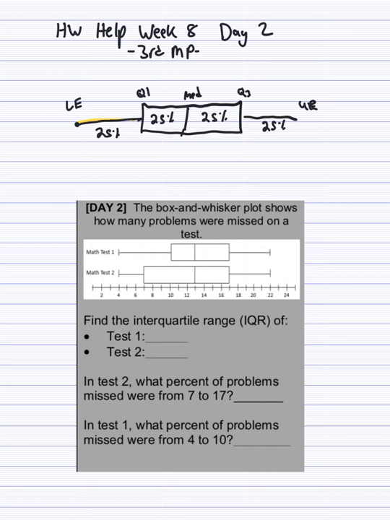Now remember, interquartile range is Q3 minus Q1. And when you're using a box plot, if you know this is Q1 and this is Q3, it makes it somewhat easy. So let's start below. In test 1, Q1 is right here and Q3 is right here. So it looks to me like Q3 is 17 and Q1 looks like it's about 10, and 17 minus 10 is 7.